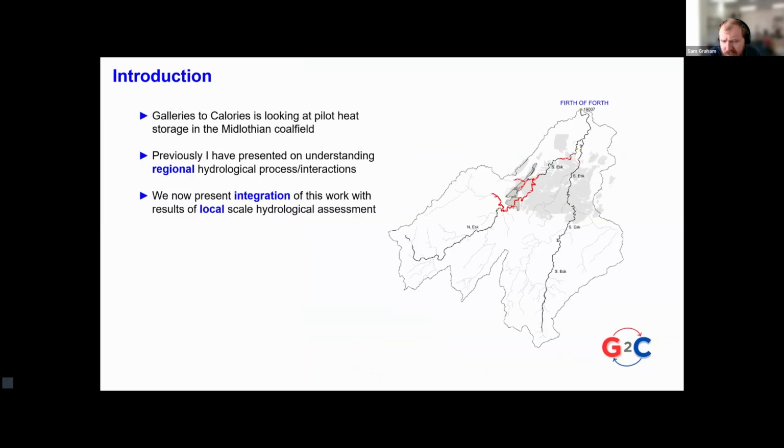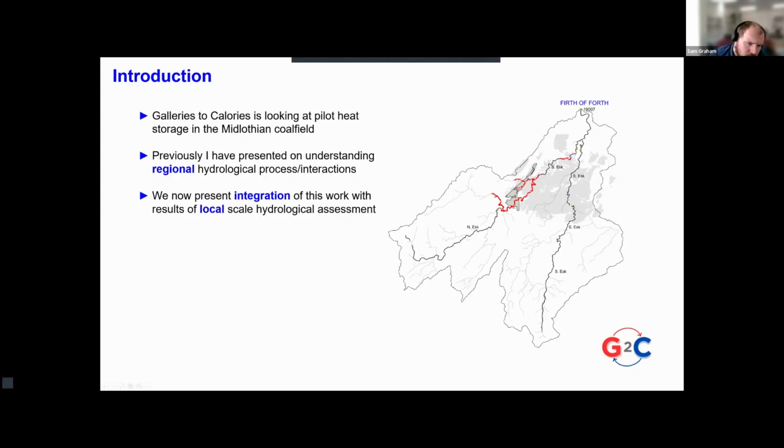So to set up, for those who don't know what the Galleries to Calories project is, it's looking at a pilot heat storage project in flooded mine workings within the Midlothian coalfield. This talk is somewhat of a follow-on from some work I presented last year at the London Geothermal Symposium, where we looked at a regional scale coalfield, its interactions and hydrological processes between the coalfield and surface water courses. The work I'm going to present today is a zoomed in look at that.